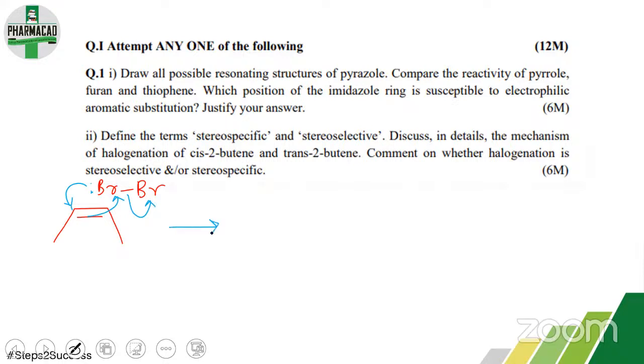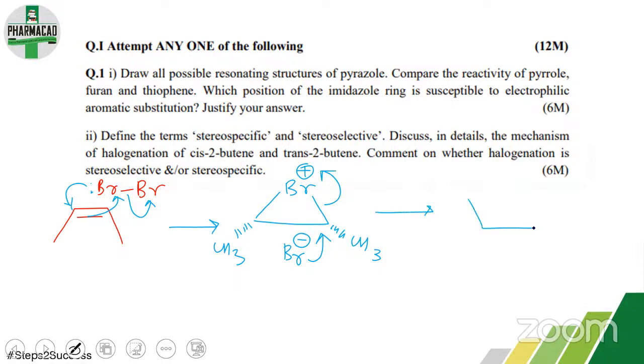So after the reaction, we will get this methyl with this methyl. This bromine will have a positive charge, and the second bromine will have a negative charge, which will attack from this side. This bond will get shifted over here. So at the end, we will get this product, bromine on this side, bromine on this side. This is a kind of anti-addition of bromine.